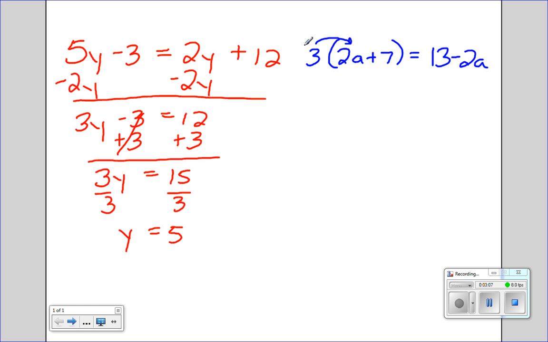We're going to go ahead and distribute. So we're going to multiply both terms inside by whatever's on the outside. So we'll have 6a plus 21 equals 13 minus 2a. Remember what I told you about these building on the previous problems. Well, look at this one. It looks a lot like this one that we just did, where you have variables on both sides.